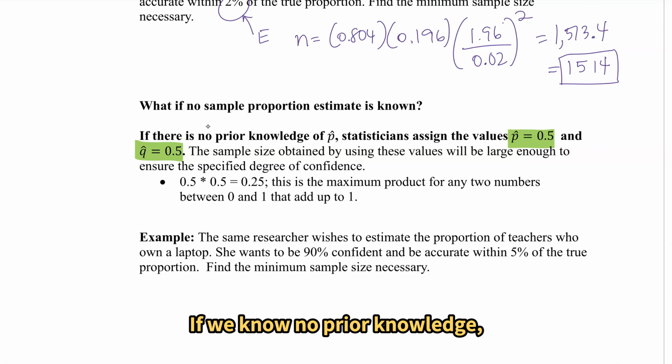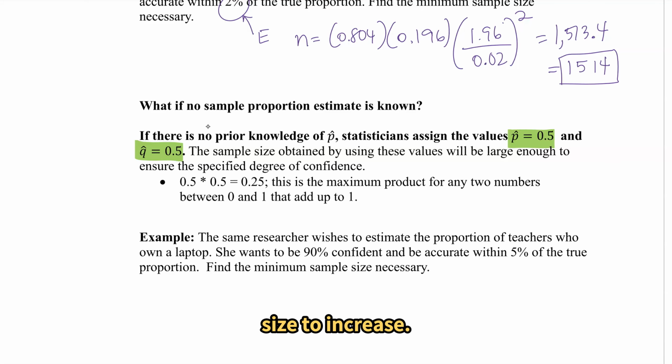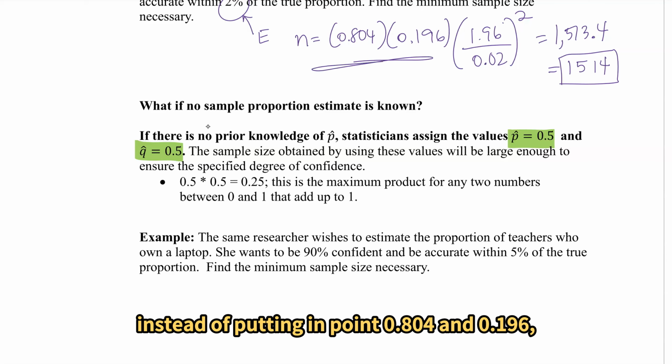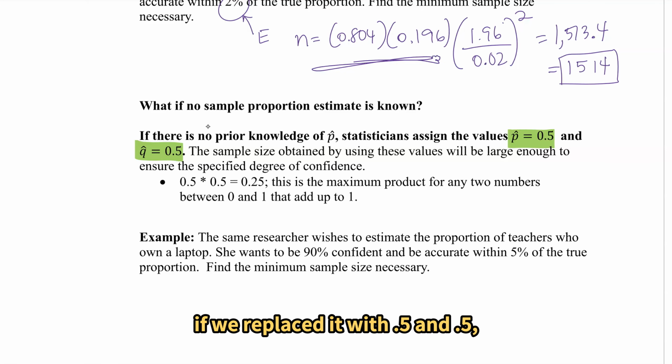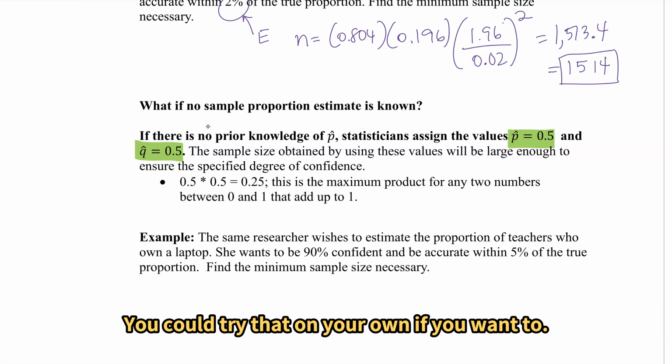If we have no prior knowledge, then that's going to cause our minimum sample size to increase. If we were to repeat the problem from before, instead of putting in 0.804 and 0.196, if we replaced it with 0.5 and 0.5, we're going to get a number much larger than 1,514. You could try that on your own if you want to.